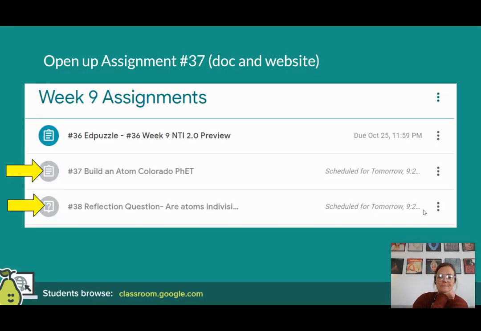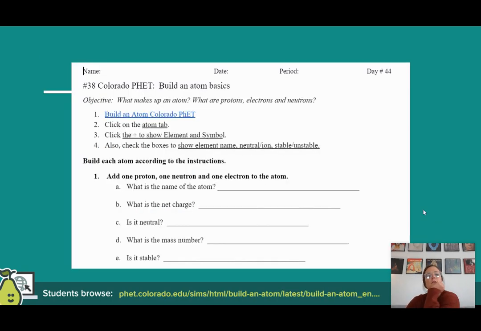Great work. So what I need you guys to do is open up, it's not 37, it's actually assignment number 38, where it says Build an Atom, Colorado PhET. Go and open that up on Google Classroom right now. So the document that you should have open is number 38, Colorado PhET, Build an Atom Basics. Okay, it will look something like this. I'm going to walk you through briefly how to do this assignment, or at least this first part, so that you can do the rest on your own.